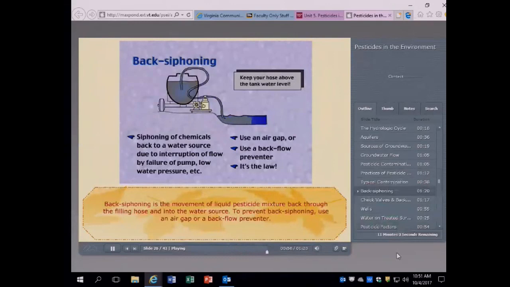One is just put the fill hose above the level of water in the tank. Otherwise, make sure there's an air gap in the fill hose. Or that you somehow, if you're filling directly from a water source, plumb in a backflow preventer. And these are devices that are on the market specifically for prevention of backflow, protection of water supplies.